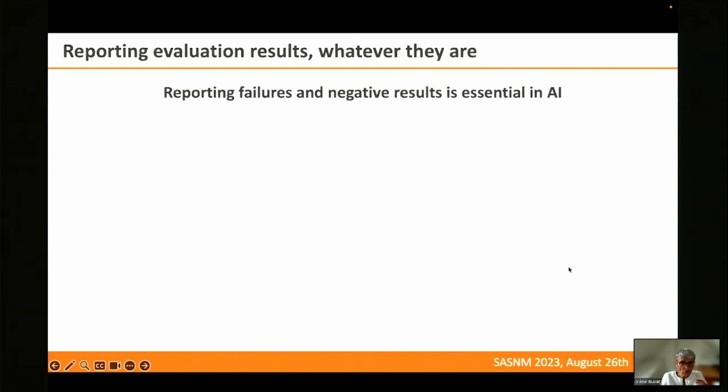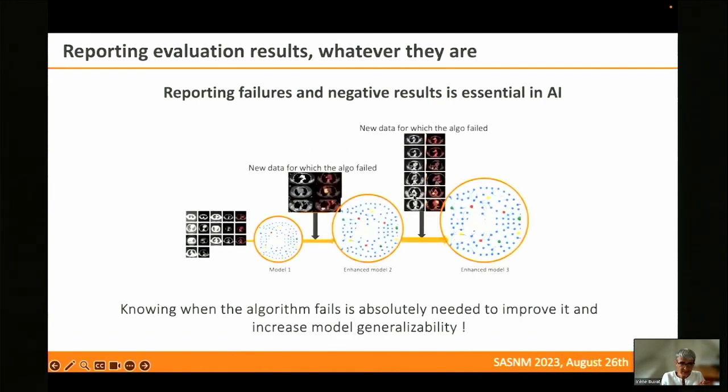And the results of the evaluation of these models should absolutely be reported, be they good or poor, as this is the only way we can actually improve the models. Indeed, it is by identifying the cases for which a model does not work that we can improve and enhance that model by incorporating these challenging cases into the training set. So reporting positive and negative results in AI is crucial.